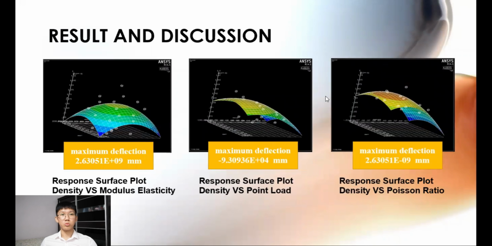Here we come to the response surface plot. As we can see, for the density versus modulus elastic, the maximum deflection value calculated from the equation of ANSYS is 2.63051 times 10 to the power of 9 millimeter, and the density versus point load is here. The density versus Poisson ratio is here. We have about 15 different graphs with two different variables.